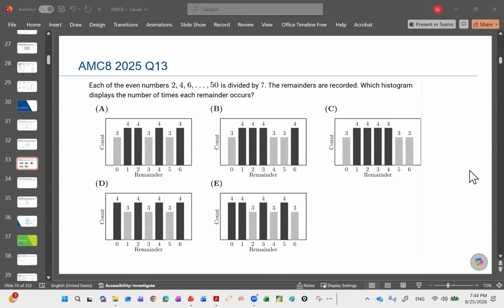The remainders are recorded. So what are the potential remainders? First question: any number divided by 7, what are the potential remainders? 0, 1, 2, 3, 4, 5, 6, right? Less than 7. So we just list the remainders here: 0, 1, 2, 3, 4, 5, 6.